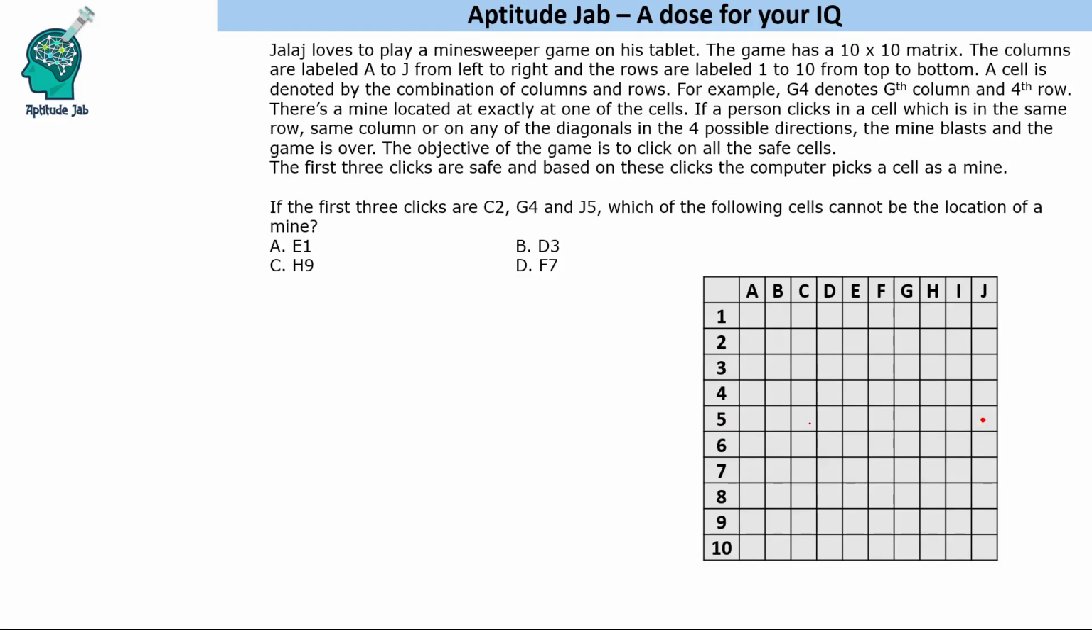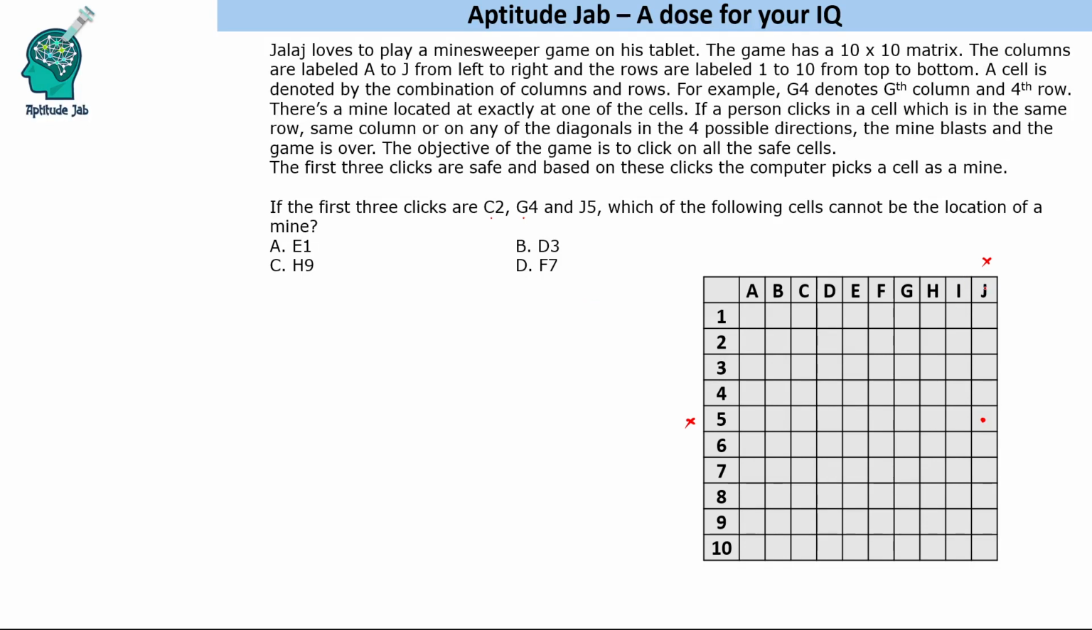Okay, any of these in 5 cannot be the location of a mine, because the first three clicks are safe, right? So 5 cannot be a mine, J cannot be a mine. So obviously we know that C, G and J cannot be a mine, and they have not given us the options. But what about diagonals? Can we determine the diagonals also?